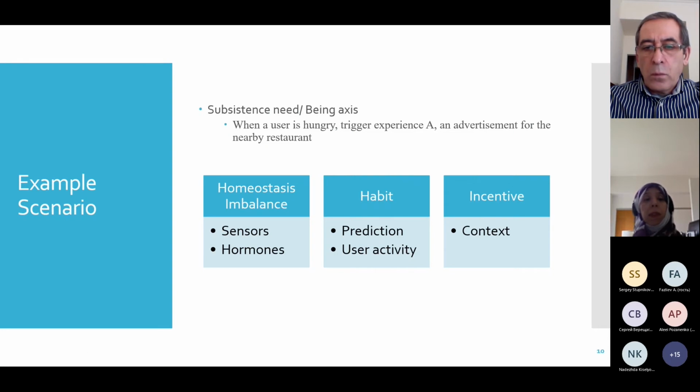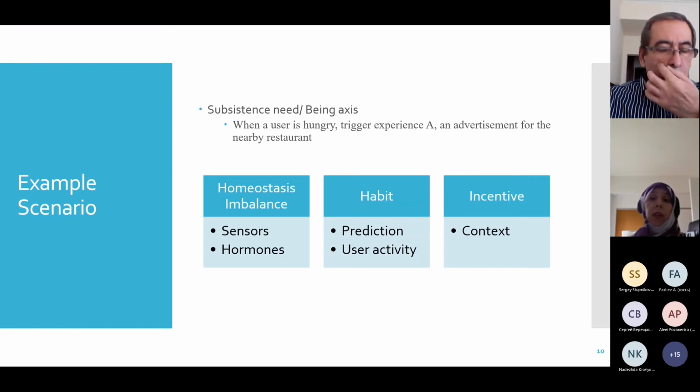So this is an example scenario of the system concept. What we are trying to achieve is to answer a question like this. First, we chose the subsistence need on the being axis, which is a basic human need that includes the need for food, water, or accommodation. So the AR experience developer decides that, for example, when a user is hungry, trigger experience A, which is an augmented reality experience that provides an advertisement for a nearby restaurant.